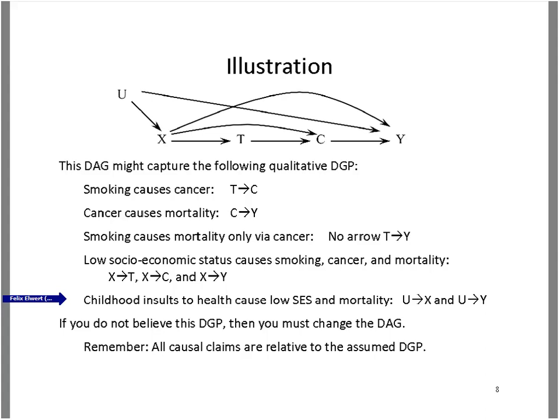The DAG represents our beliefs about the data generating process. And if you and I don't share the same beliefs about how the data have been generated, how the world works, then we will not come to the same conclusions about what the data do or do not mean. Thus, if you do not believe this DGP, then you must change it, then you must change the DAG. For illustrative purposes, of course, now I'm just going to assume that we believe this DAG.